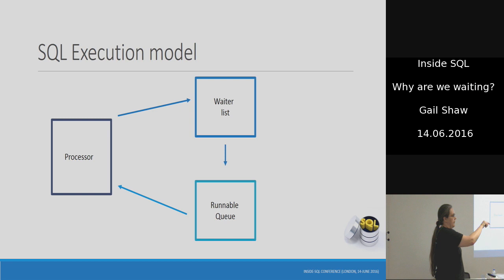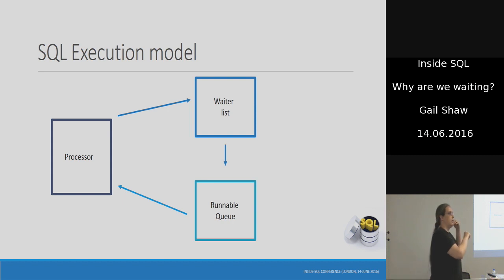We have the waiter list. This is the list of threads which are waiting for a resource. You can have a lot of threads in here. This is an unordered list. Then you have the runnable queue, which is the list of threads that are waiting to get back on the processor. So let's take an example. We've got a query that's running, and it started executing. The query would like to read a row from a page.